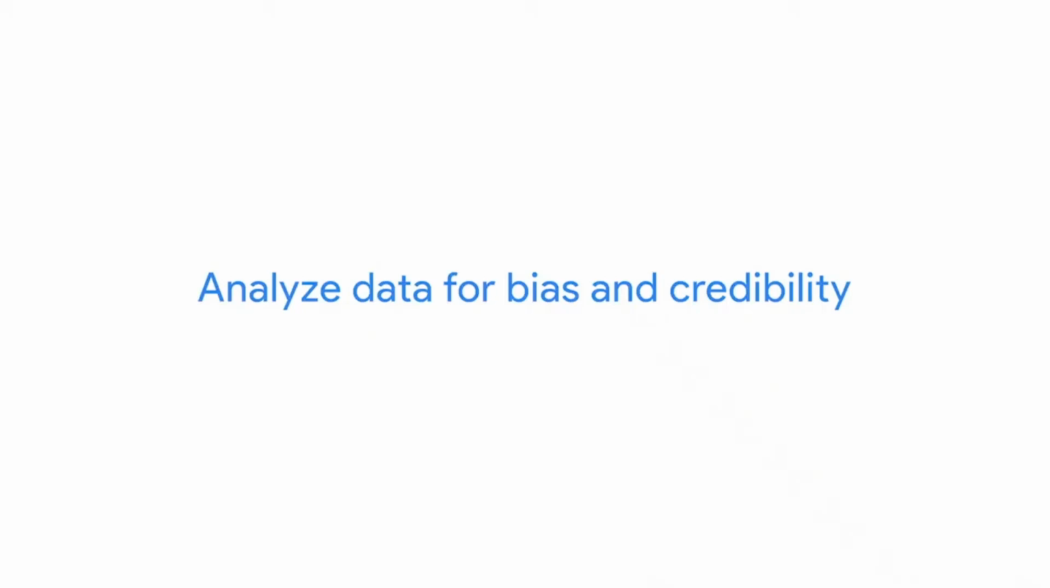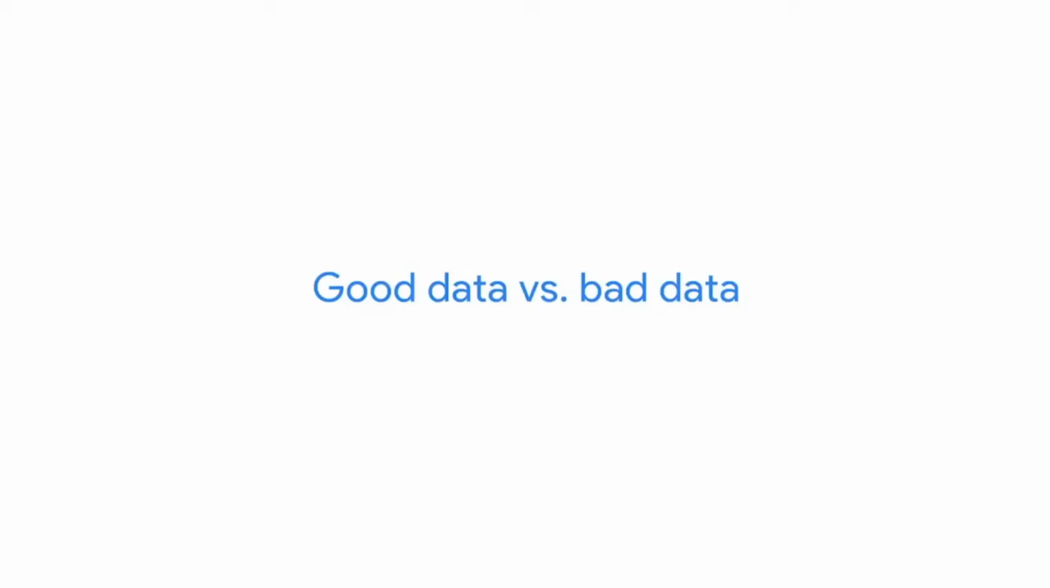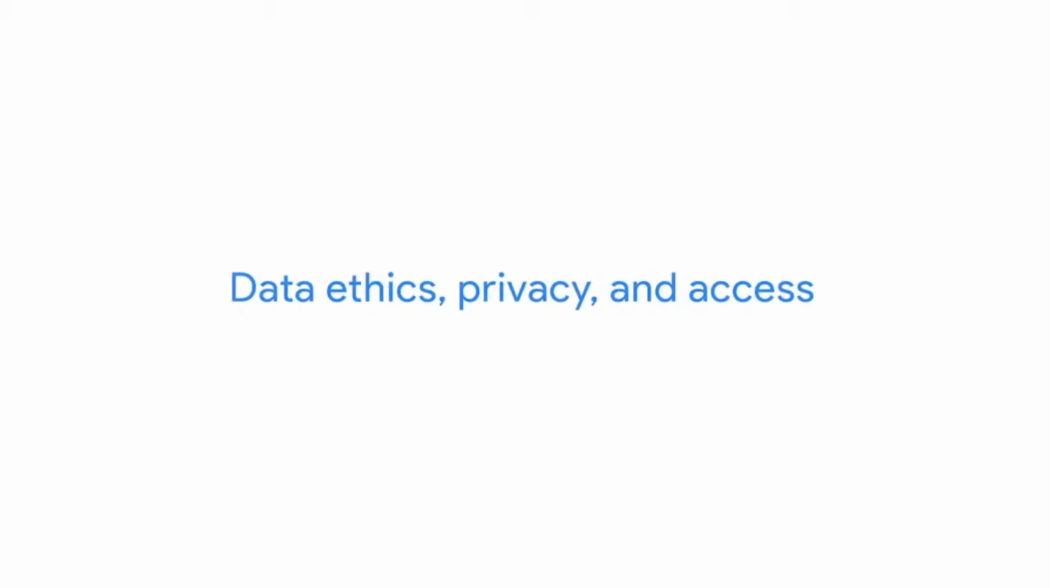First, you'll learn how to analyze data for bias and credibility. This is very important because even the most sound data can be skewed or misinterpreted. Then we'll learn about the importance of being good and bad. Yep, just like when we were kids. But in this case, we'll be exploring good data sources and learning how to steer clear of their nemesis, bad data. After that, we'll learn more about the world of data ethics, privacy, and access.